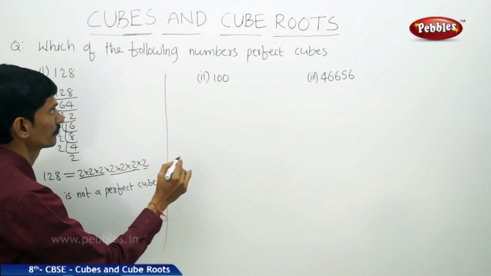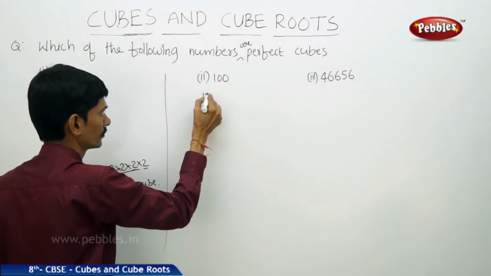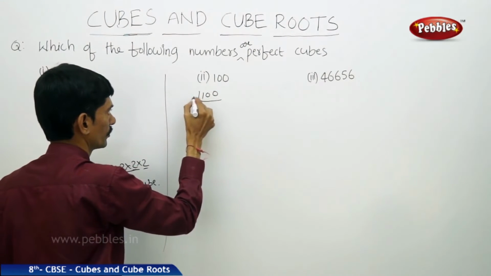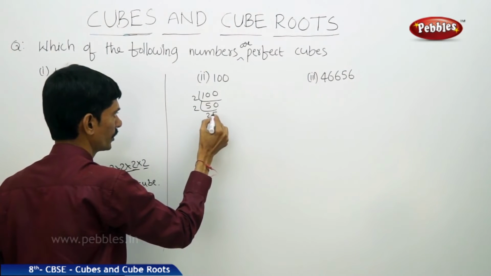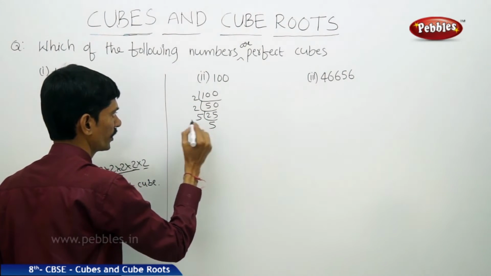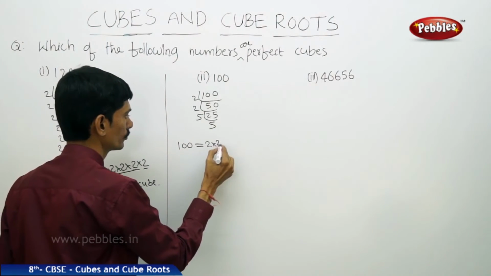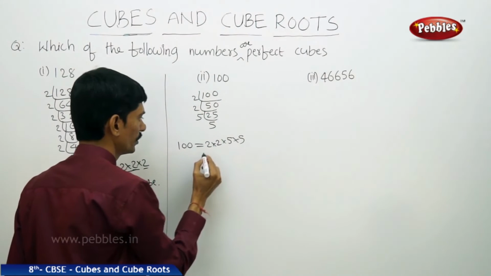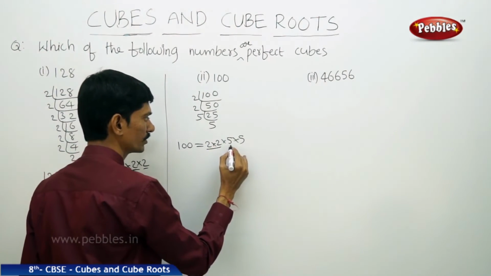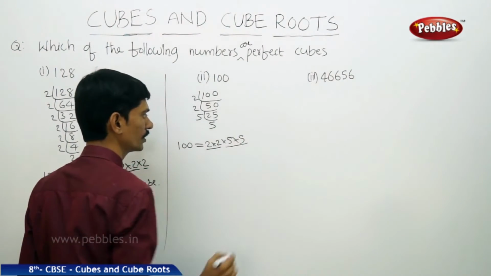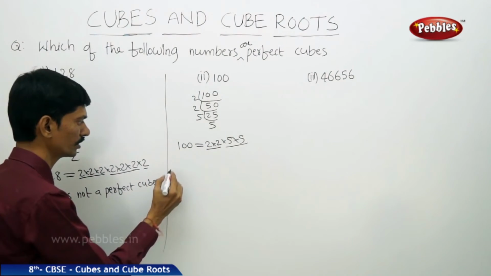Next, 100. Here we can observe that 2 50s are 100, 2 25s are 50, 5 5s are 25. So 100 equals 2 into 2 into 5 into 5. Here the prime factor 2 appears only 2 times, and the prime factor 5 appears only 2 times. So no prime factor appears 3 times. So 100 is not a perfect cube.